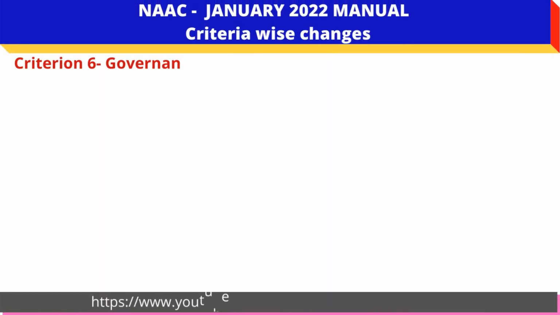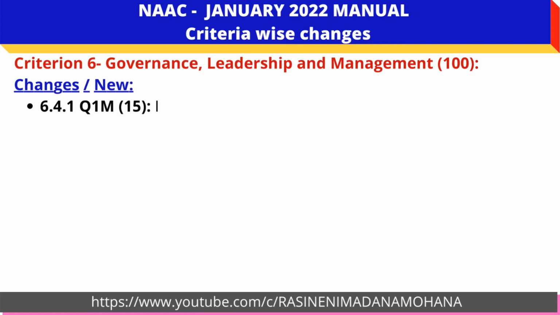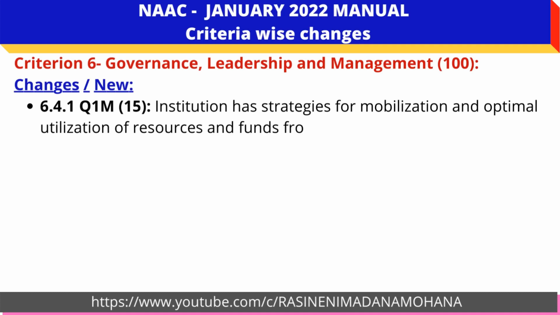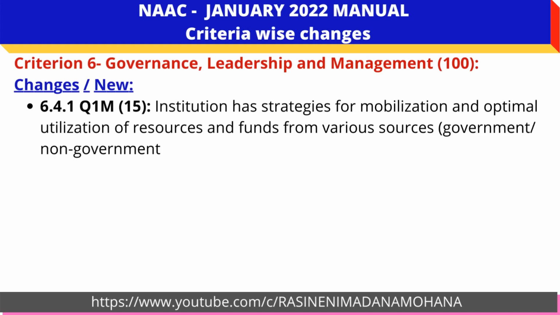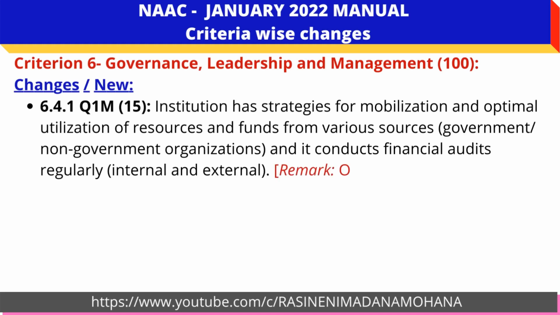Then coming to the next metric, 6.4.1, which is qualitative for 15 marks. Institution has strategies for mobilization and optimal utilization of resources and funds received from various sources, government, non-government organizations, and conducts financial audits regularly. So actually, funds mobilization and optimal utilization was their earlier qualitative metric, now measured together. So 6.4.1 finance and audits, that is internal and external audits, that was there. That is measured with finance utilization, mobilization of funds.